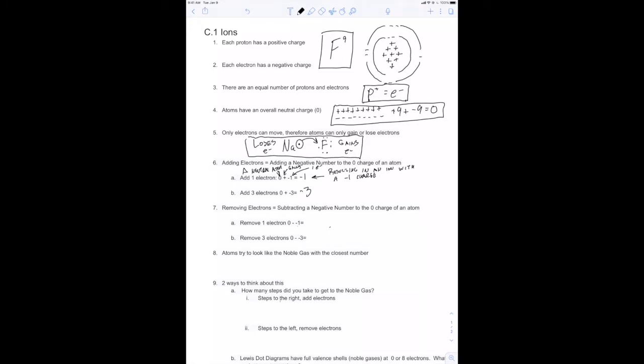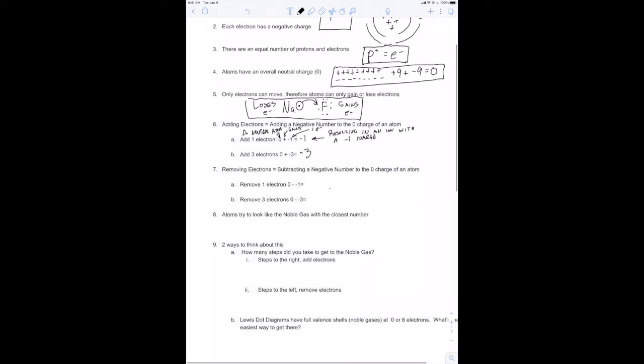So this would be like fluorine, for example. So fluorine gains an electron. If we go down here to part 7, we can see that we are instead removing electrons, which means we are subtracting a negative number to the 0 charge of an atom. So all we're doing here is we have a minus instead of a plus, and that minus means loses.